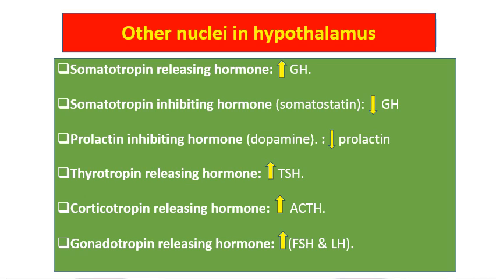We have other nuclei in the hypothalamus, like somatotropin releasing hormone, which stimulates the secretion of growth hormone, and somatotropin inhibiting hormone, which decreases growth hormone secretion. Prolactin inhibiting hormone, or dopamine, inhibits prolactin secretion. Thyrotropin releasing hormone stimulates TSH secretion, corticotropin releasing hormone stimulates ACTH secretion, and gonadotropin releasing hormone stimulates FSH and LH secretion.